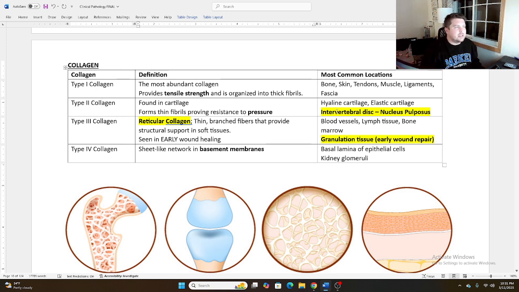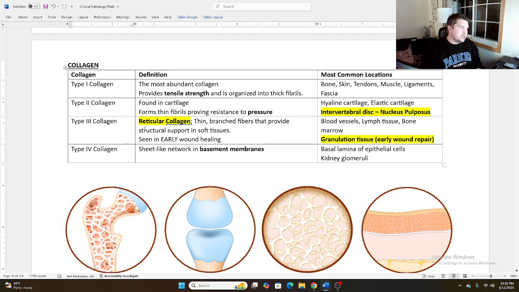Type 2 collagen, it is our hyaline cartilage as well as our elastic cartilage. It does a really, really good job providing resistance to pressure, so like squishing pressure. It is found in the intervertebral disc, specifically the nucleus pulposus. This is highlighted because anything that has to do with the spine can pop up in pathology, general anatomy, spinal anatomy, physiology, a little bit of everything, okay? So anytime it involves the spine, we flag that and make sure that we 100% want to know that, because that can be tested in all of the different areas of the exam.